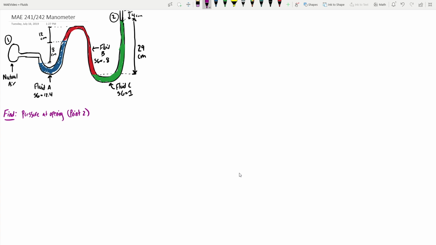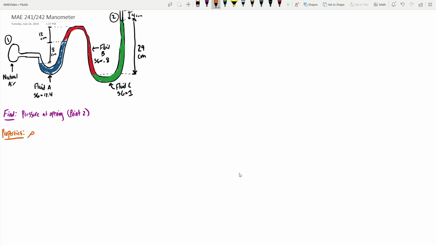Our goal is to find the pressure at the opening, which is the pressure at point 2 over to the right here. To start off this problem, I like to write down the properties that we have. So let us begin. Some properties, or another word for it is givens. So what we're given in the problem.